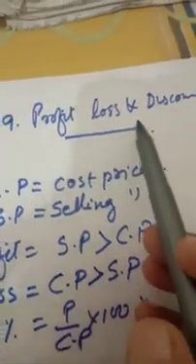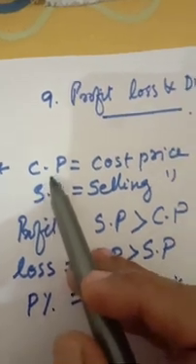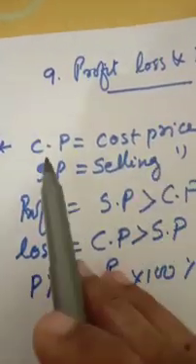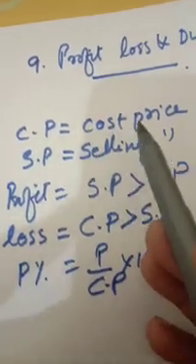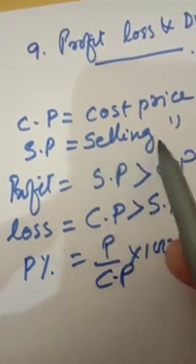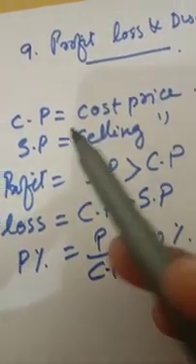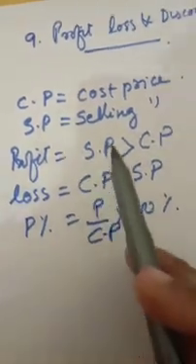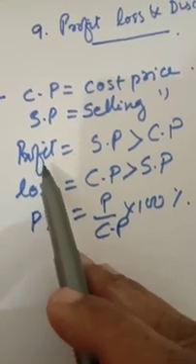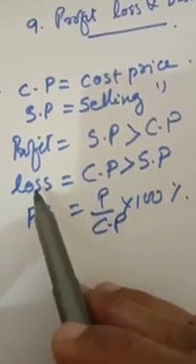Chapter 9: Profit, Loss and Discount. First you have to understand what CP is. CP means cost price, SP means selling price. When you are purchasing, that cost is called cost price. SP means selling price, when you sell anything, that is called selling price. When selling price is greater than cost price, you will get a profit. When CP is greater than SP, you will get a loss.